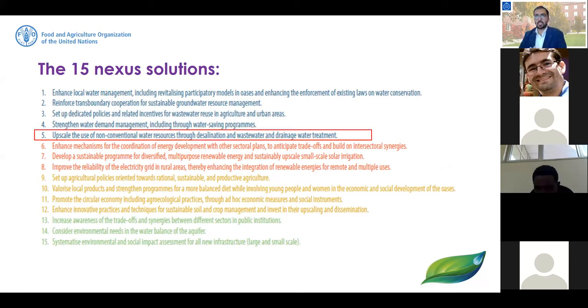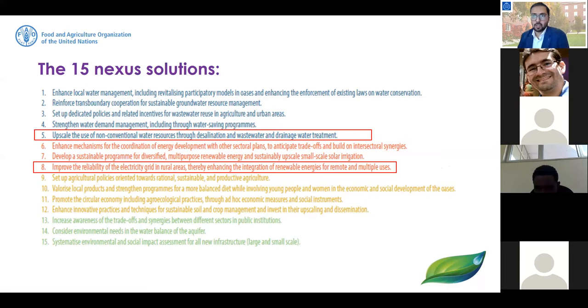For example, one of the solutions identified in the course of this project is upscaling the use of non-conventional water resources through desalination, wastewater, and drainage water treatment. As I mentioned, the degradation of water quality is bringing the question of desalination. Another example is improving the reliability of the electricity grid in rural areas. This can, number one, help address the food security challenge I mentioned before, but it will also improve the integration of renewables if we have a better connected grid in these regions where solar radiation is high and there is better potential for solar energy.